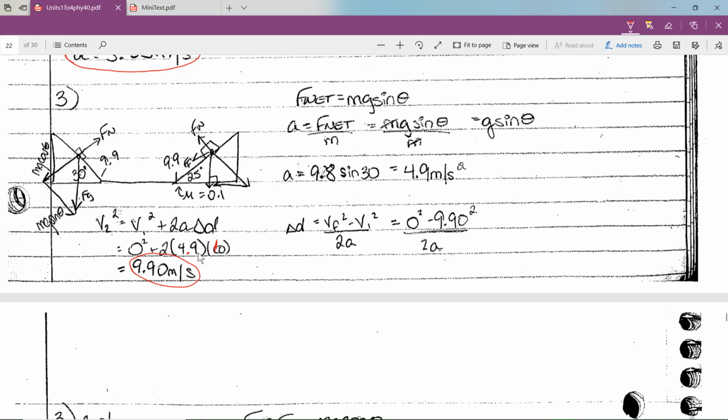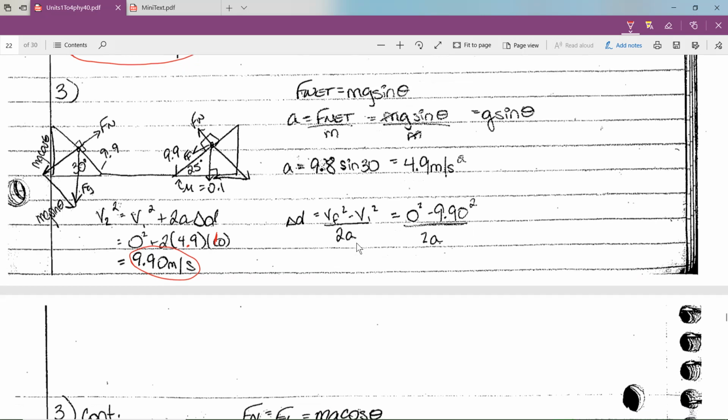I'm not sure why this is here. Delta d. Is this just a check that the answer is right? 0 squared minus 9.9 squared over 2 times 9.8. Is that right? 9.9 squared divided by 2 times 9.8. I didn't put in the brackets. 9.9 squared divided by 19.6 is 5. Why do I have that there? Oh no, the acceleration is not 9.8. The acceleration is 4.9, right? So 9.9 squared divided by 9.8 is 10. So 10 meters going down.